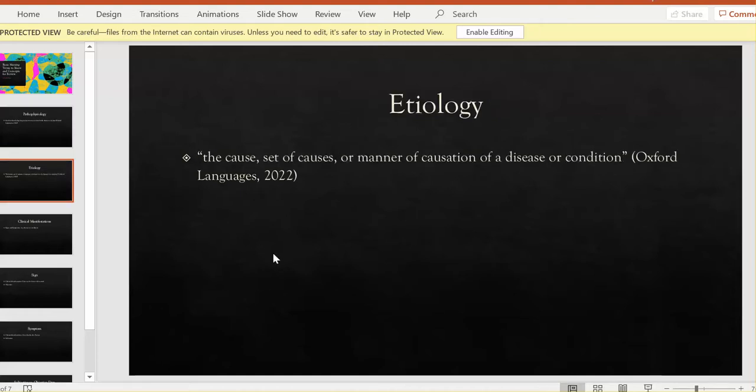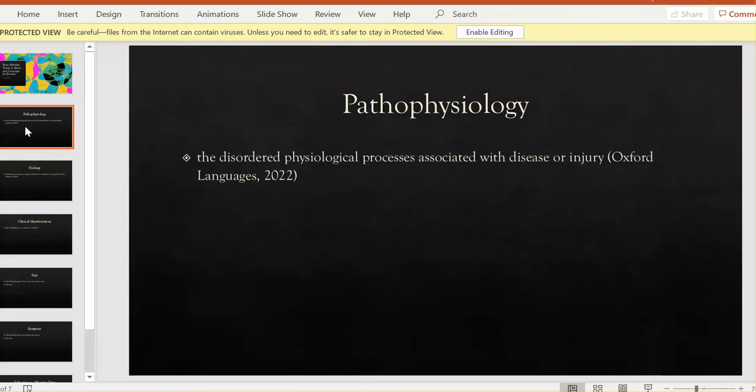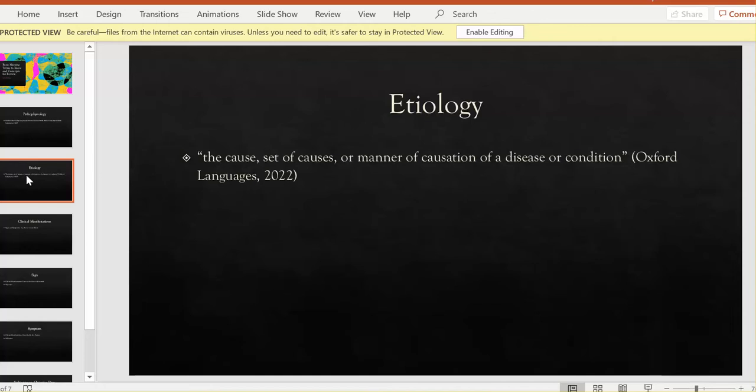Etiology. I think of somebody whose name is Eddie as somebody who might be able to tell me the cause of everything. Okay, so etiology is the cause or set of causes or manner of causation of a disease or condition. So when we're talking about pathophysiology, we're talking about this process. Sometimes we refer to some of that process as sequela associated with disease or injury. Etiology is what was the cause? Why did this happen?